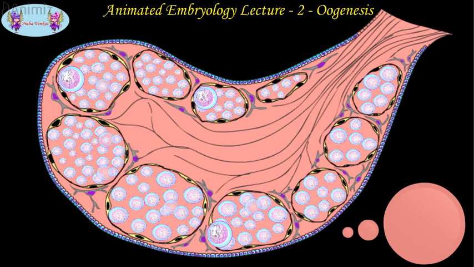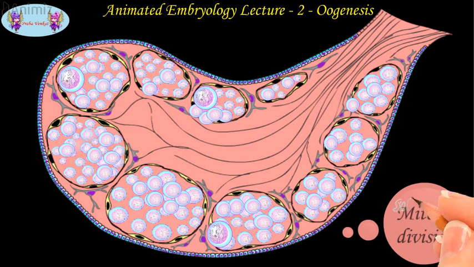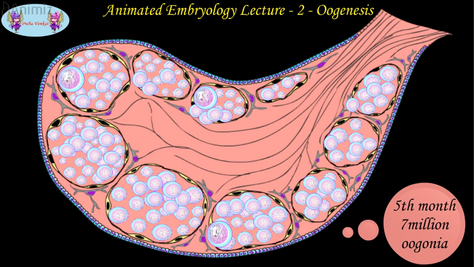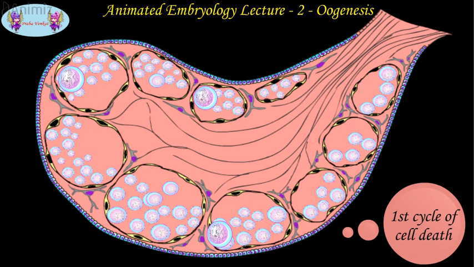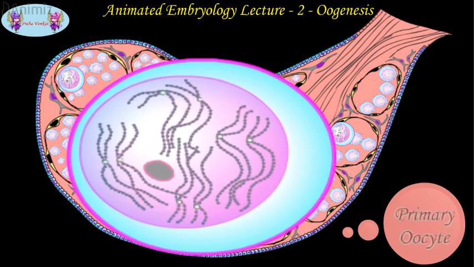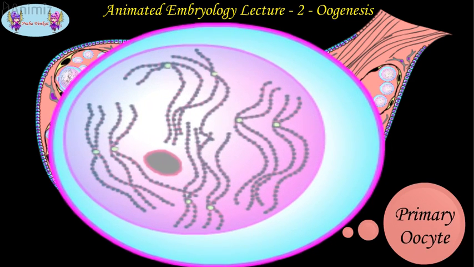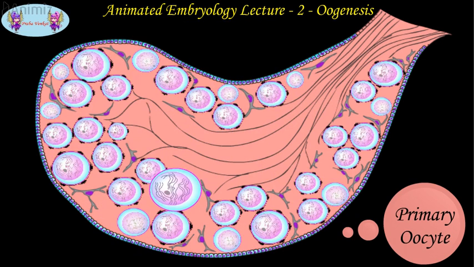In the next few months, the oogonia rapidly increase in number and by the 5th month, the number reaches a maximum of around 7 million. At the same time, the first cycle of cell death begins. And so, by the 7th month, most of the oogonia degenerate and become atrophic, except a few along the surface of the ovary. Now, the surviving oogonia one by one will enter into meiosis and get arrested at the diplotene stage of prophase 1 of meiosis 1 along with the already existing surviving primary oocytes.